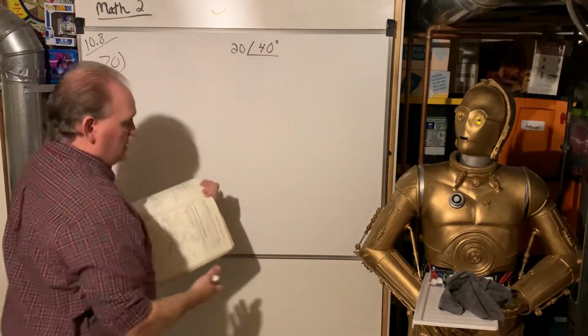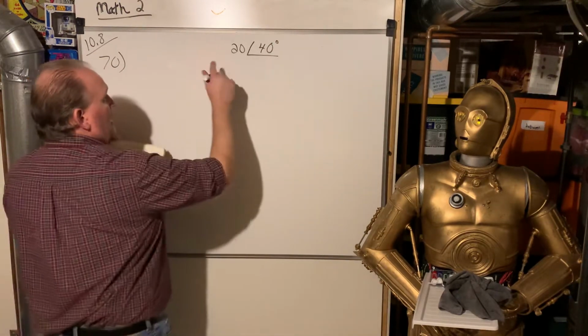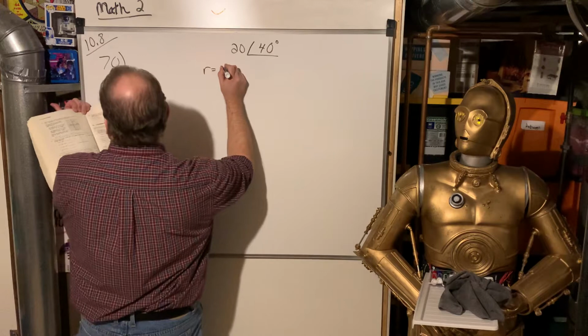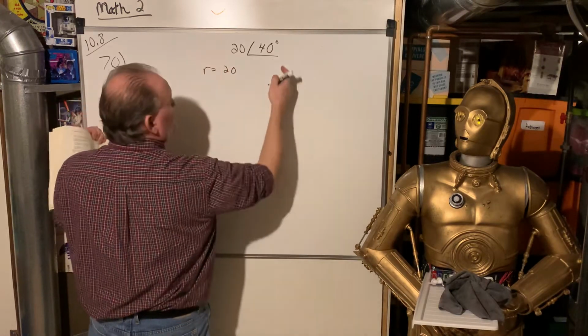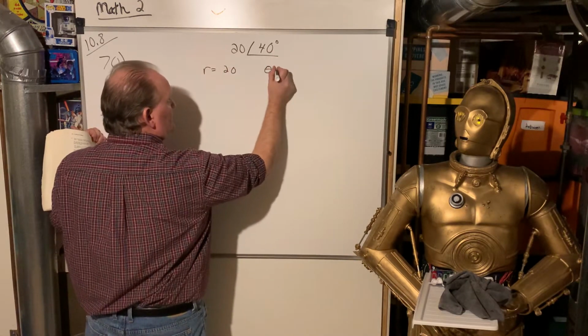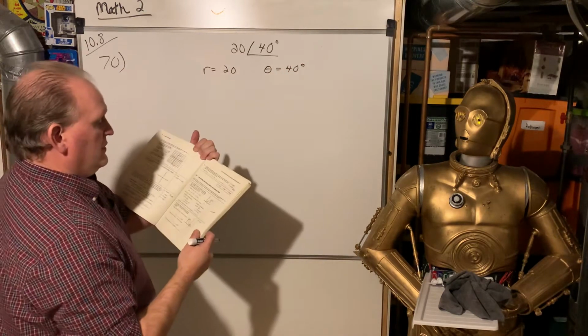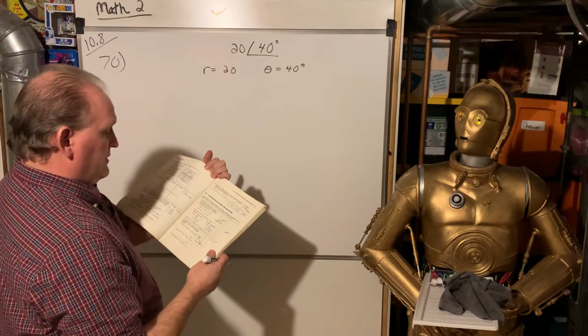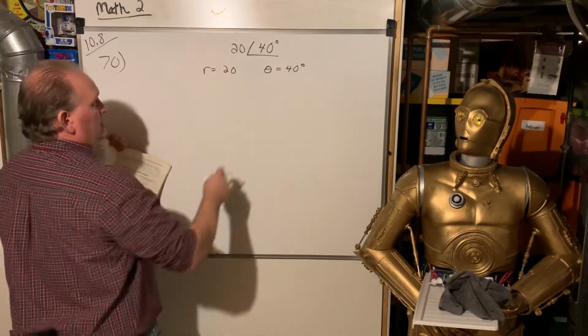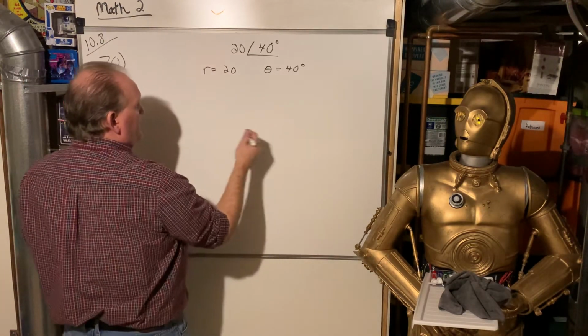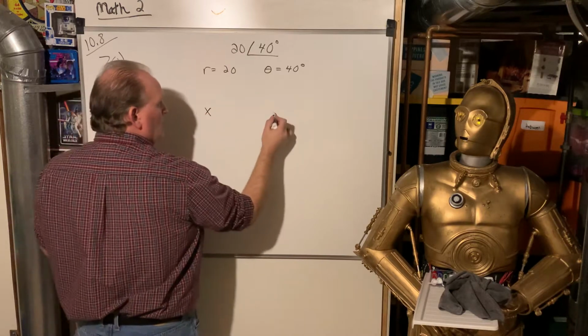40 degrees. So what does that mean? Well, that means r is equal to 20 and theta is equal to 40 degrees in polar form, basically. And they have a picture for you there too. I'm not going to bother drawing the picture. All right, so we've got r and we've got theta, but we want x and we want y.